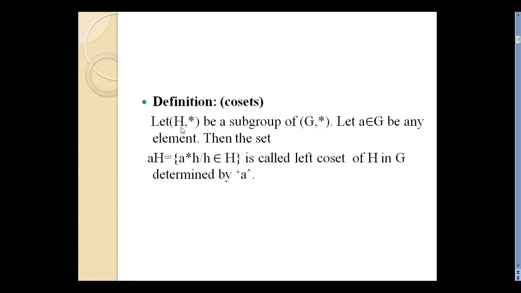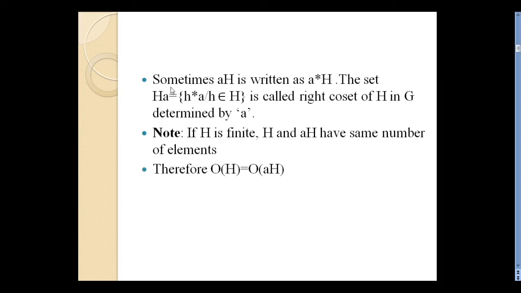Definition: cosets. Let H, with binary operation star, be a subgroup of G under binary operation star. Let a belong to G be any element such that aH equals the set of a star h such that h belongs to H. This we call a multiplied with H through the left side. We say this is the left coset of H in G determined by a. Sometimes aH is written as a into H.